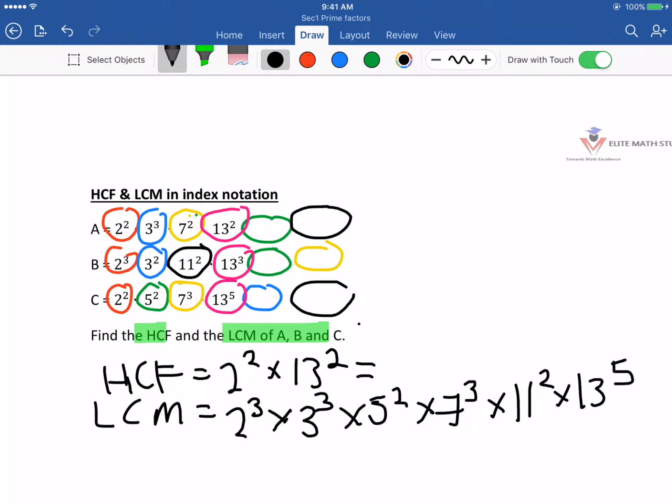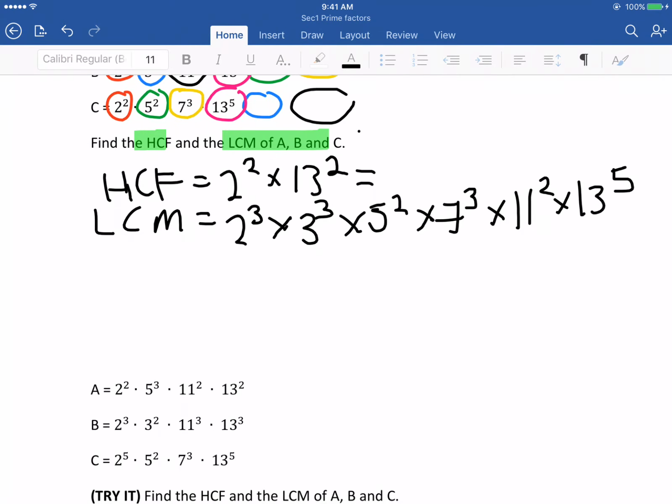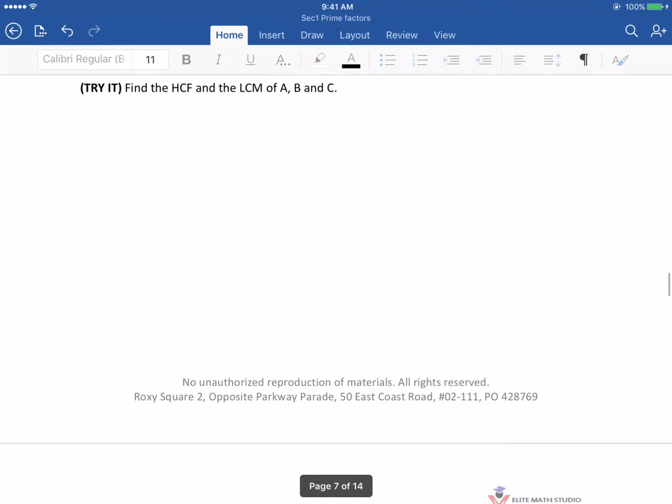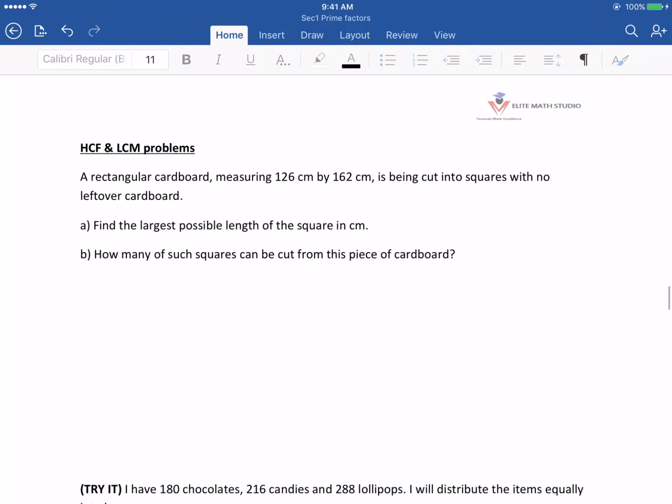Okay? So the next one is actually an example for you to try. Pause the video and go and do it yourself. Remember, HCF is actually the one with the lowest power. LCM, we're looking for the highest power. Same base, lowest power. Same base, highest power. Next one, we're going to find HCF and LCM in problem sums.